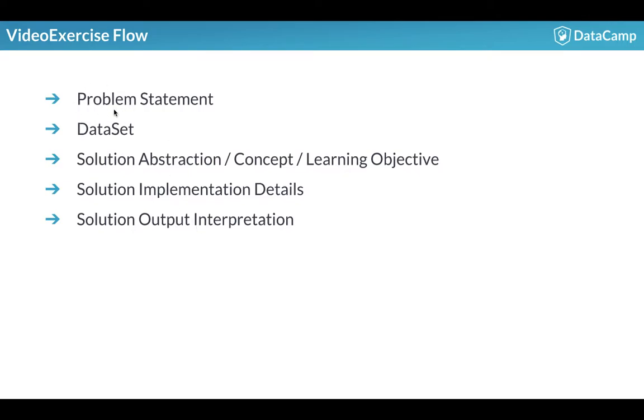So in the context of the flow that we visited earlier, he presents his motivation, which we can say, roughly speaking, is the problem statement. Then he jumps into explaining what decision trees are. That is the concept or learning objective. Then he goes into the implementation of decision trees. And finally, he goes over interpreting our decision trees model.